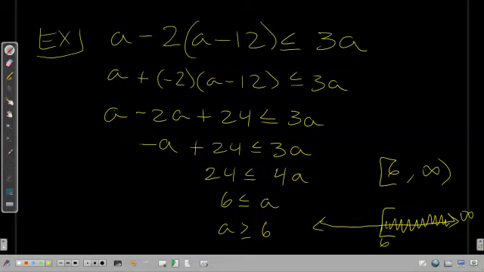Okay, that's everything to do with inequalities.